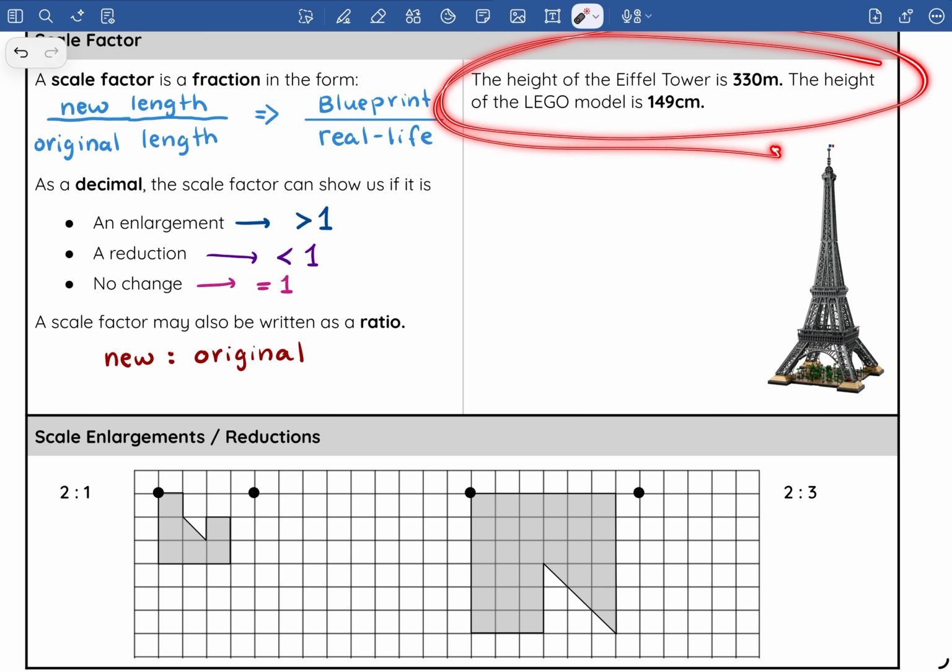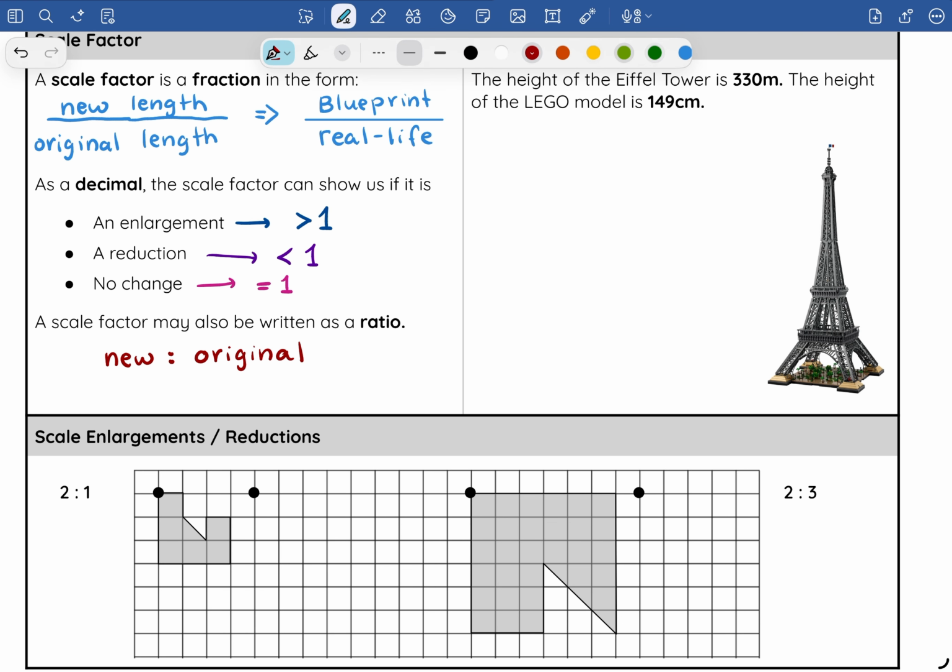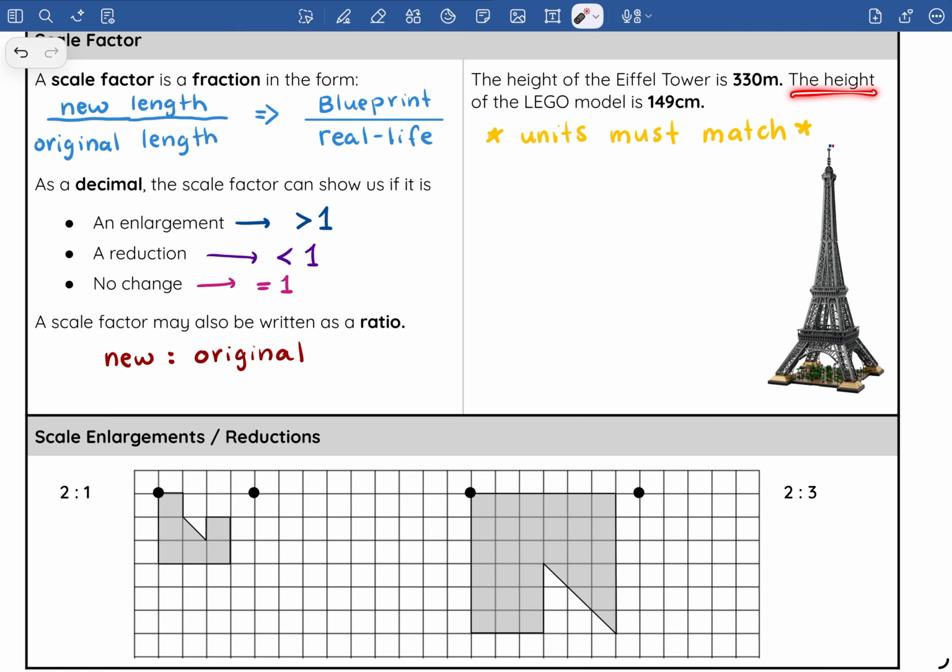When it comes to creating a scale factor, we need to make sure that the units match. I'm just going to write that here. And so here we have the height of the Eiffel Tower is 330 meters. That's the original real-life Eiffel Tower. And a Lego model is a really good example of a scale factor because Lego actually tries really hard to make it a pretty good reduction to show good accuracy. And so the height of the Lego model is 149 centimeters.